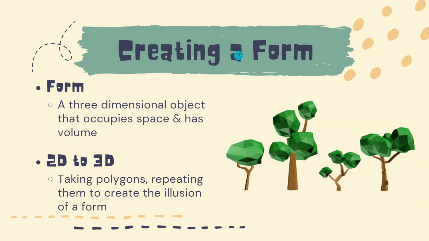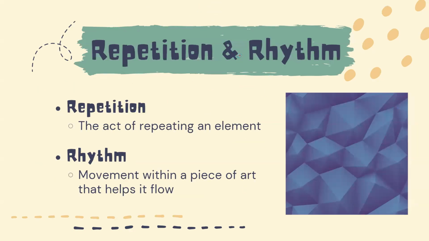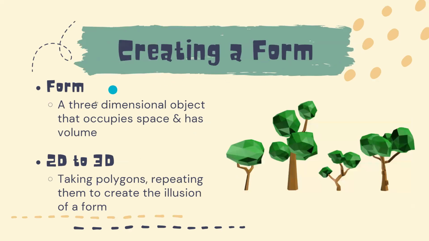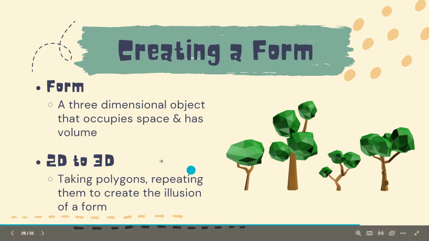How are we going to use these polygons, which are 2D and flat, to create a form? A form is 3D, or three-dimensional, and it occupies space and has volume. So how are we going to go 2D to 3D? We are going to take our polygons and repeat them to create the illusion of a form.